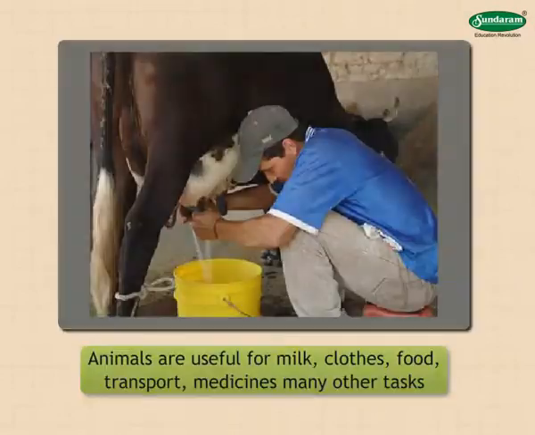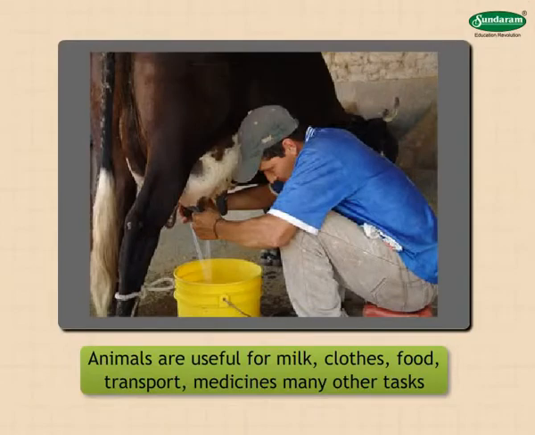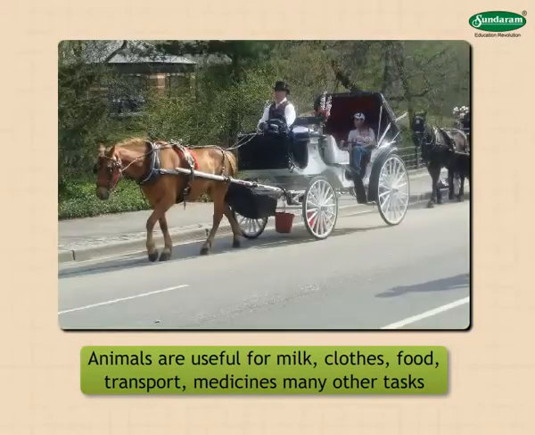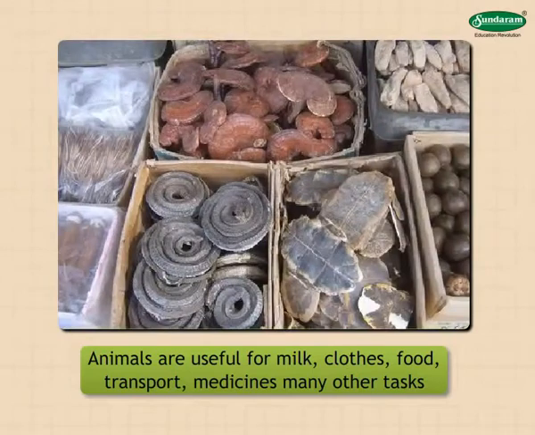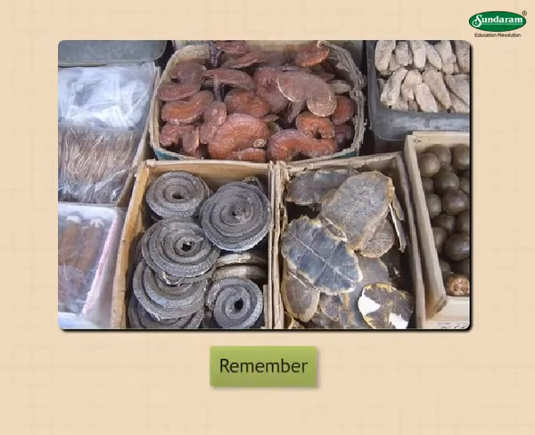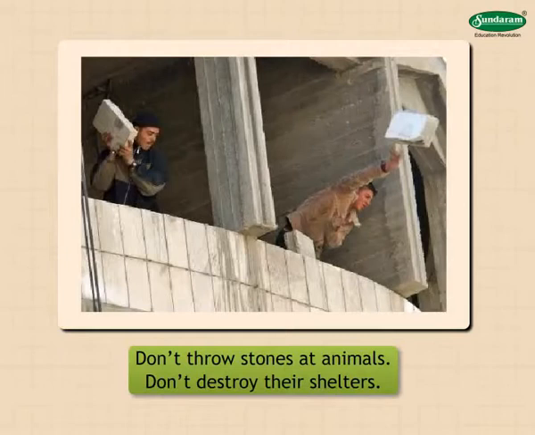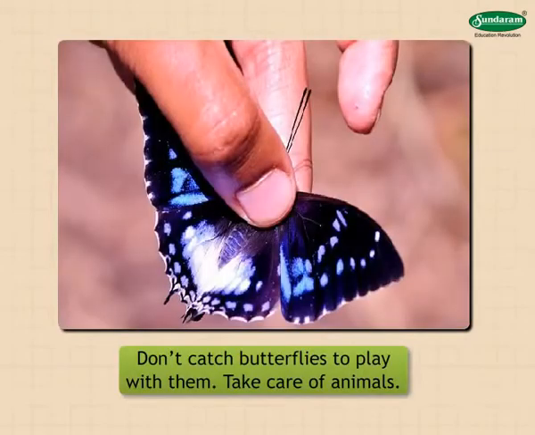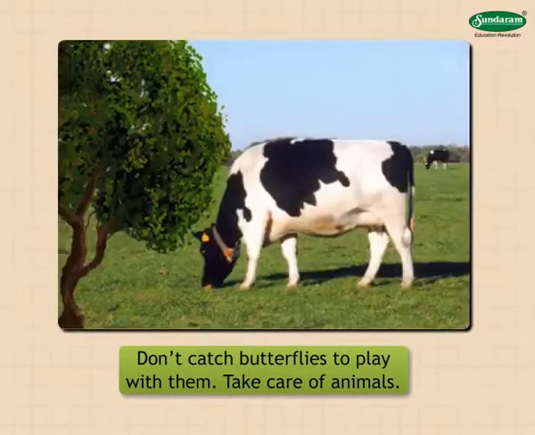Animals. Animals are useful for milk, clothes, food, transport, medicines, and many other tasks. Name some more animals that help us. Remember, don't throw stones at animals. Don't destroy their shelters. Don't catch butterflies to play with them. Take care of animals. Plants and animals are living components of the natural resources.